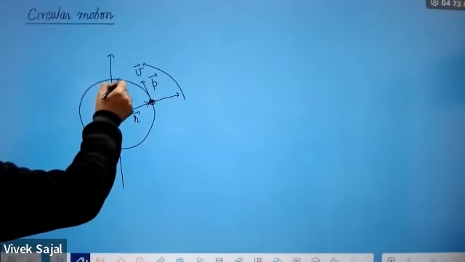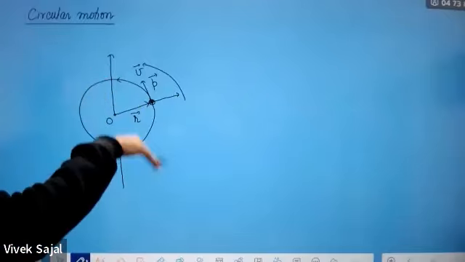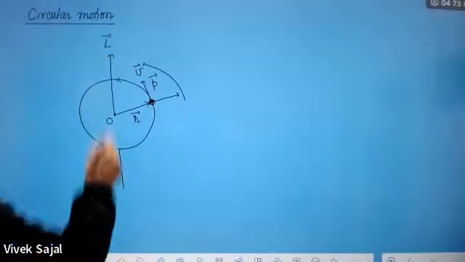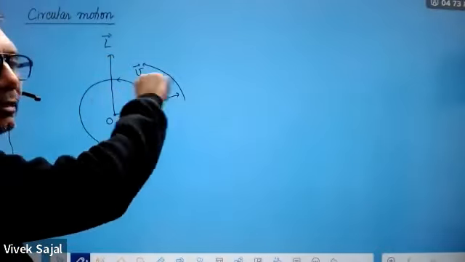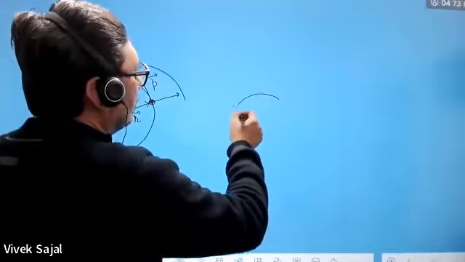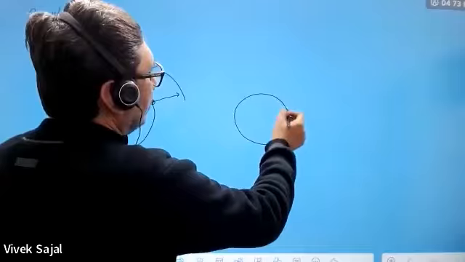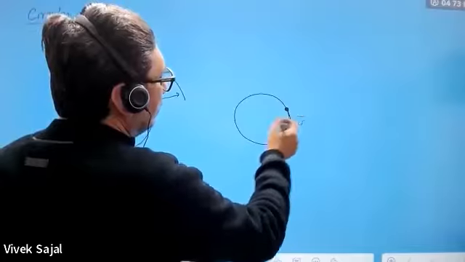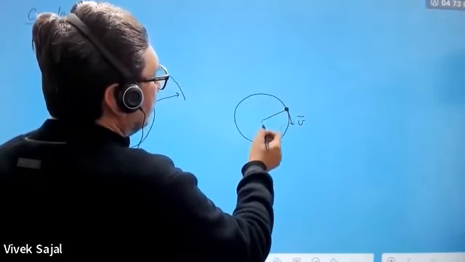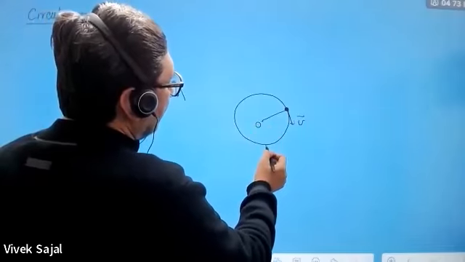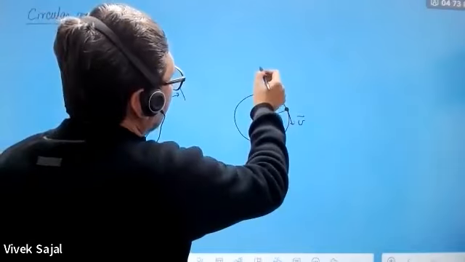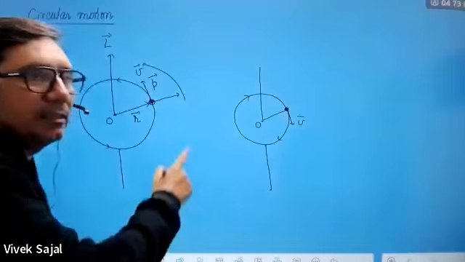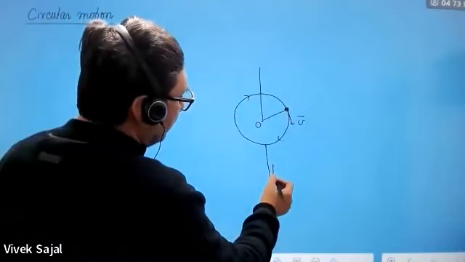So the particle is moving like this. If the particle is undergoing anti-clockwise direction, then this L vector will be here in the upward direction. If this particle is rotating clockwise, suppose this is V, in this case, if you look, L will be in the downward direction. If this particle is undergoing circular motion in the clockwise direction, then this will be the direction of the L.